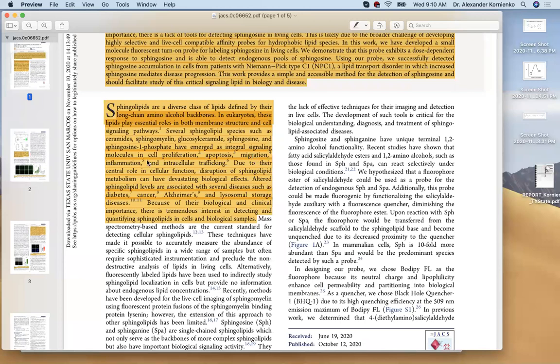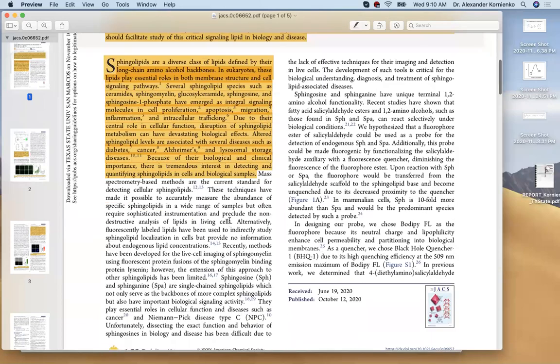So inflammation, intracellular trafficking. So what that means is that different components within the cell move to different positions in the cell. Anyway, so central role in cellular function. So obviously disruption of sphingolipid metabolism can have devastating biological effects. And you can see all these diseases, and so there is tremendous interest in detecting and quantifying sphingolipids in biological samples.